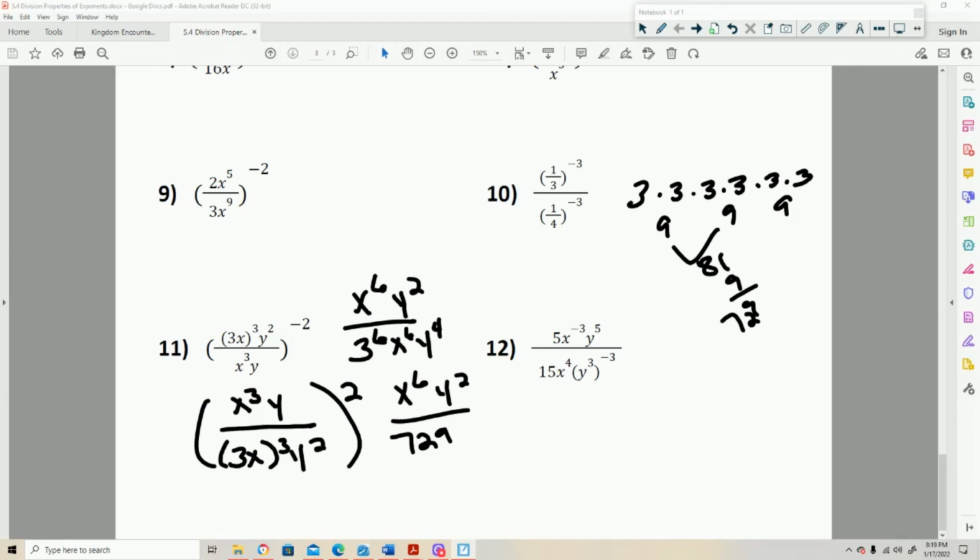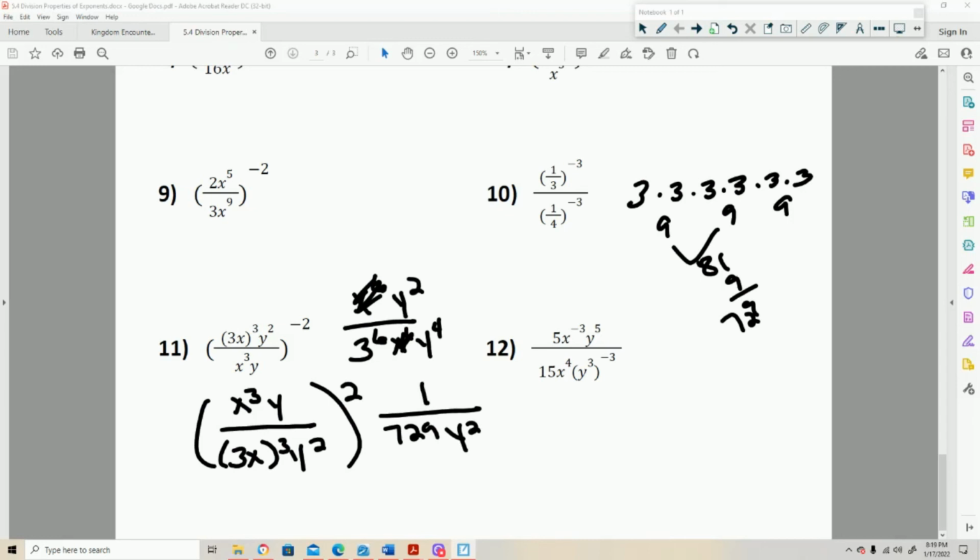Oh, forgot to do something. Hang on just a second. Let's back this up a little bit. Okay, we got x^6 and x^6. We can reduce these. 6 minus 6 is 0, so x to the 0 power is just 1. Okay, so right now I have 729 on the bottom. The x's cancel out. 2 minus 4 is negative 2. That means put the y on the bottom as y squared, and I just have a 1 left on top.